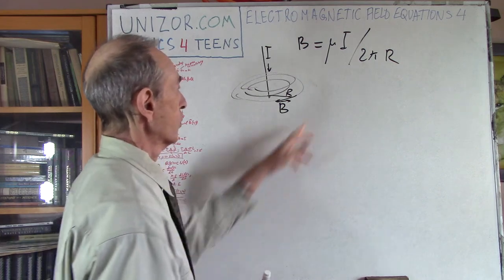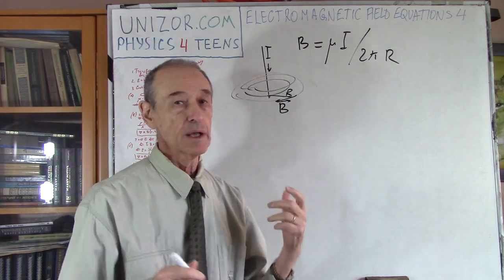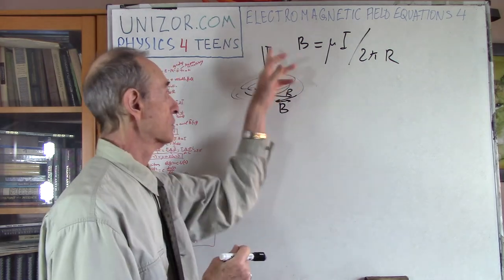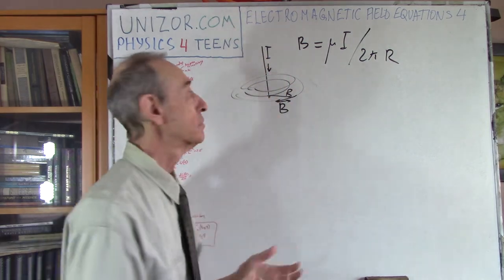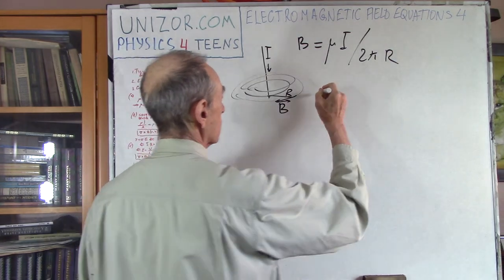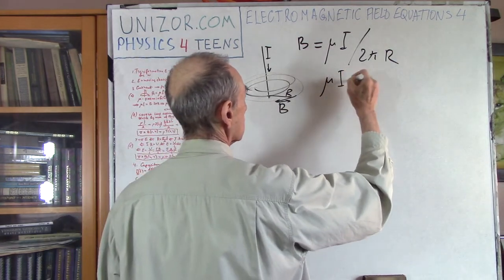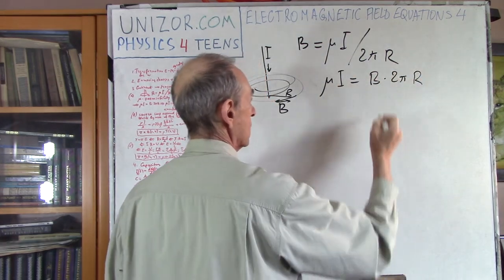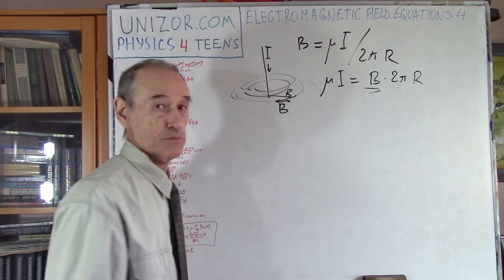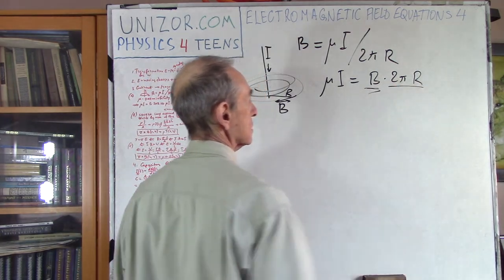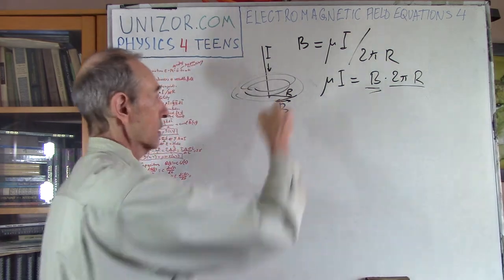Okay, now what is mu? Mu is a magnetic property of the media around the wire. It's called permeability, magnetic permeability. Now from this, we have mu I equals B times 2 pi R, right? Now this is the field, basically, right? And this is the length of a circle.